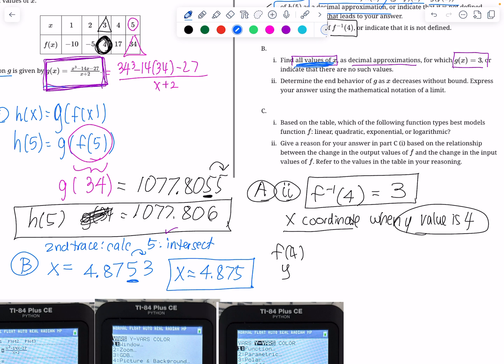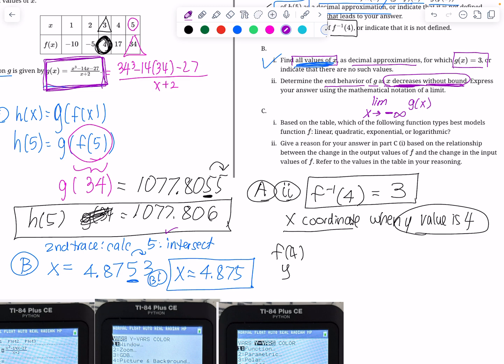Okay, so we finished B, and that was I, so this is BI, so we got this part. Now we're up to the next part, so we're going to do that in purple. It says determine the end behavior of g as x decreases without bound. So you need to understand what this means. When it says x decreases without bound, that is limit as x approaches negative infinity, because it keeps going, and then we're going to do this for g of x.